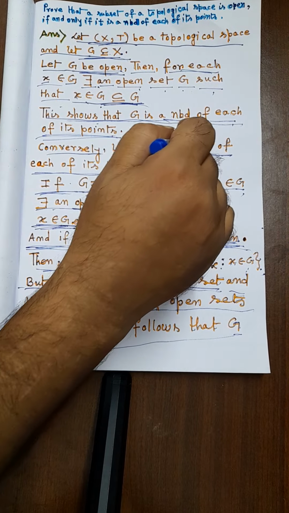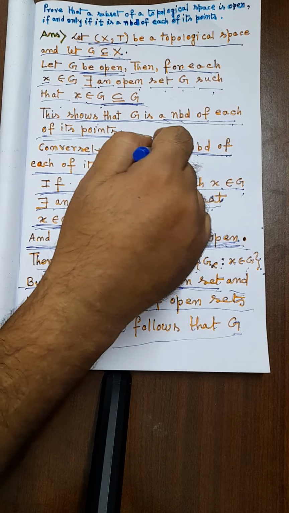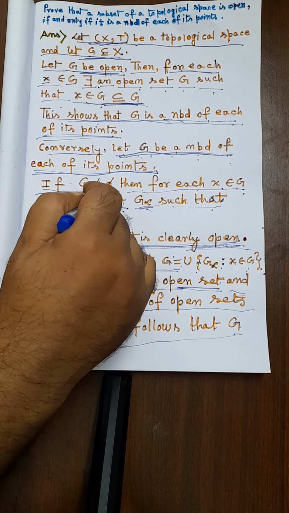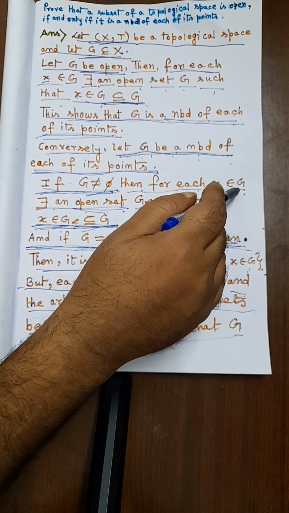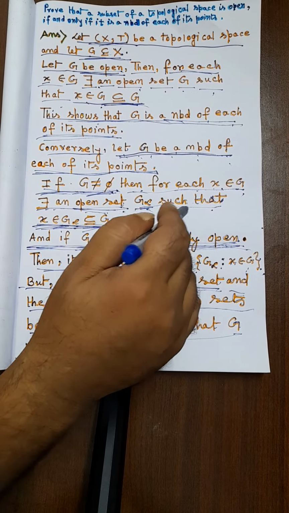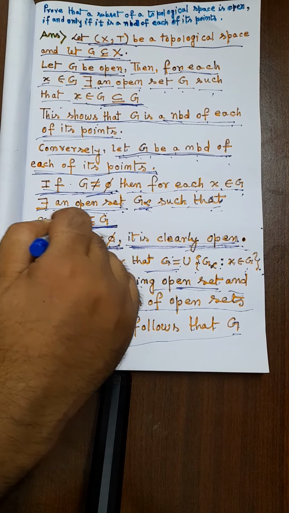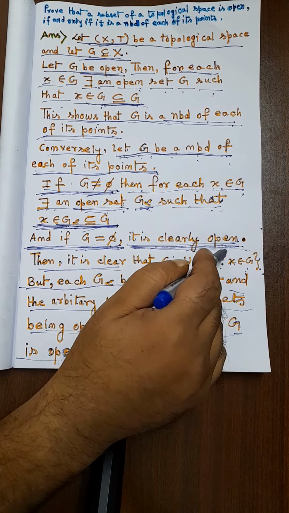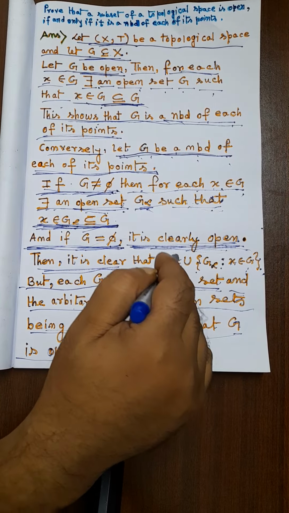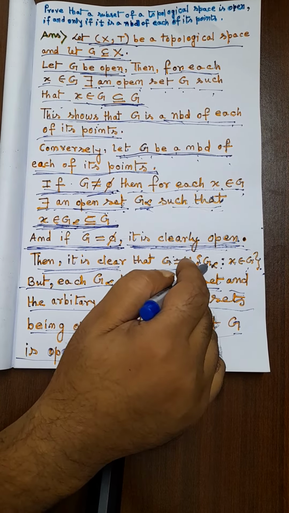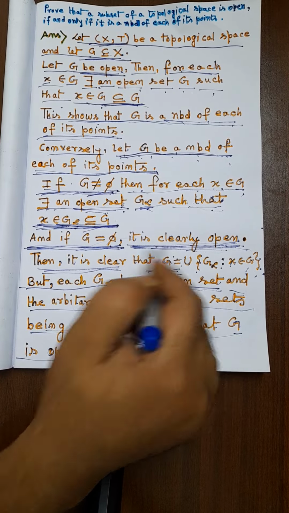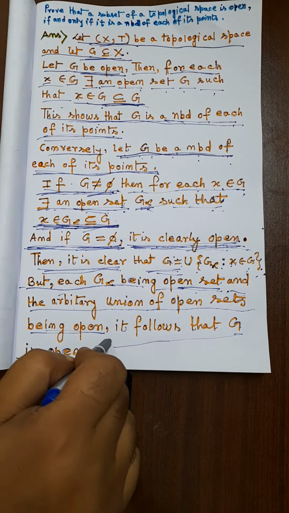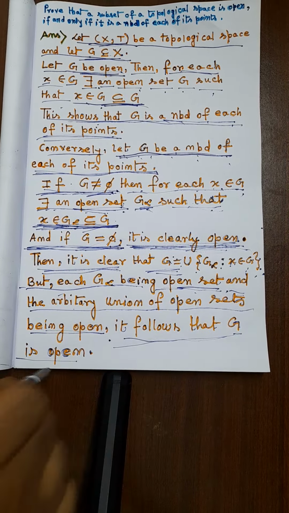Conversely, let G be a neighborhood of each of its points. If G is not equal to the empty set, then for each x belongs to G, there exists an open set G alpha such that x belongs to G alpha is a subset of G. And if G equals phi, it is clearly open. Then it is clear that G equals the union of G alpha, x belongs to G. But each G alpha being an open set and the arbitrary union of open sets being open, it follows that G is an open set.